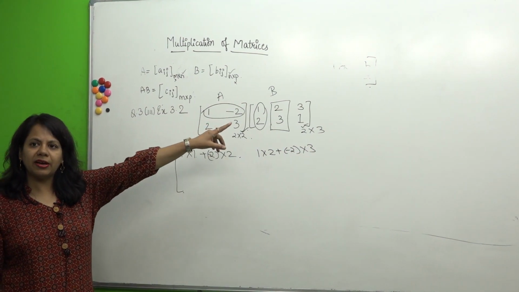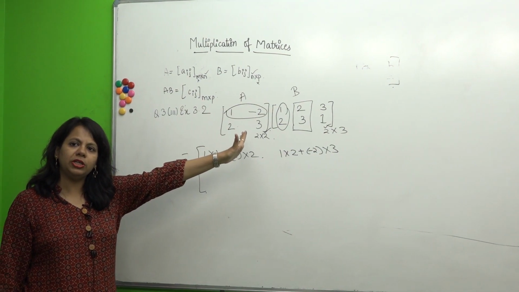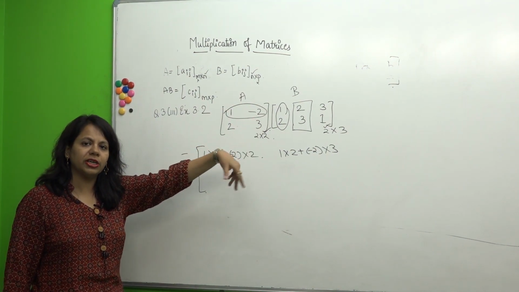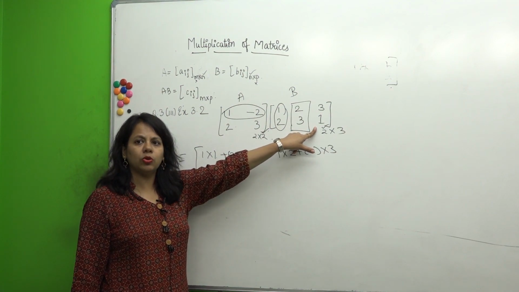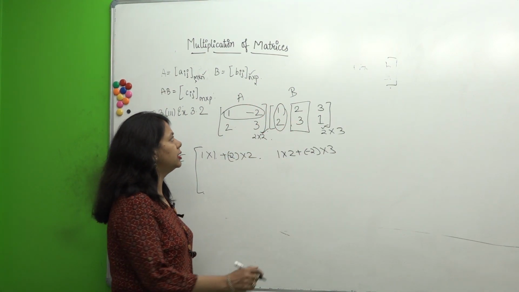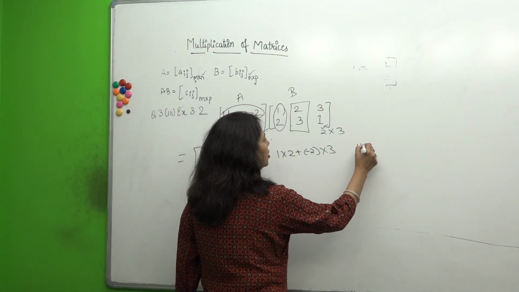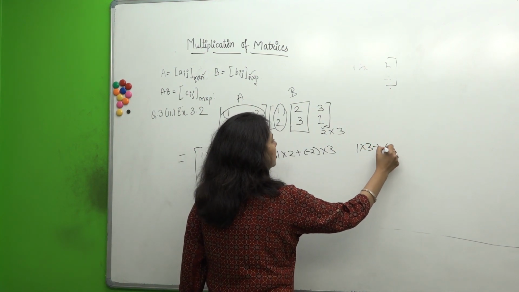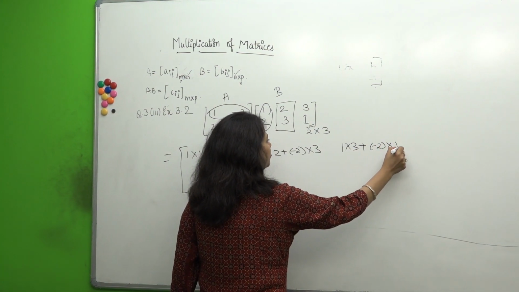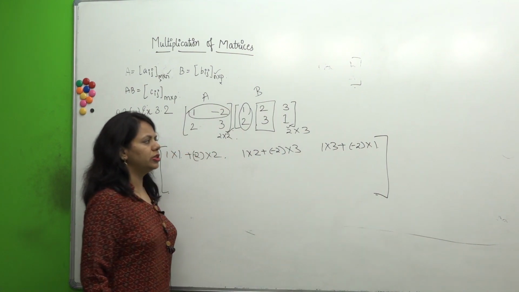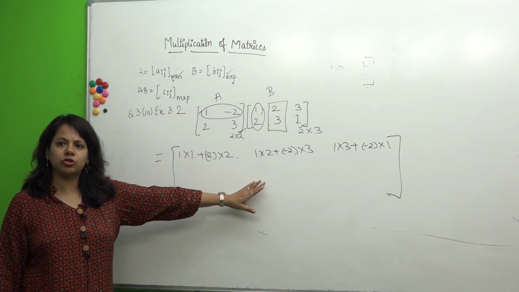So now I still have one more column. If I had only 2 columns, I would have stopped over there. But I further have one more column. So now first row, third column. So this would be now what? 1 into 3 plus minus 2 into 1. So this has completed my first row over here.